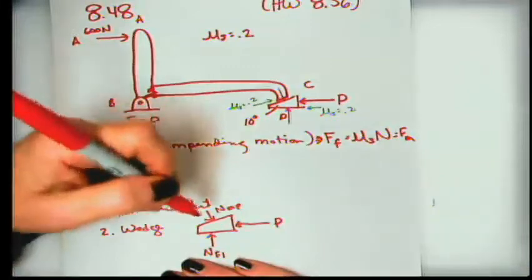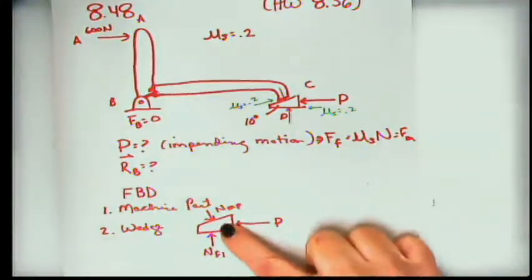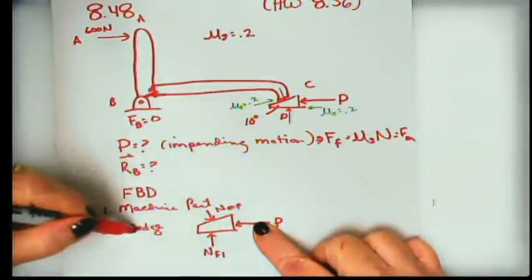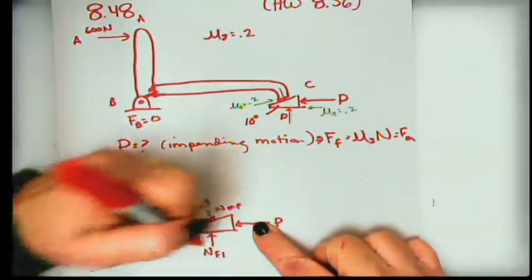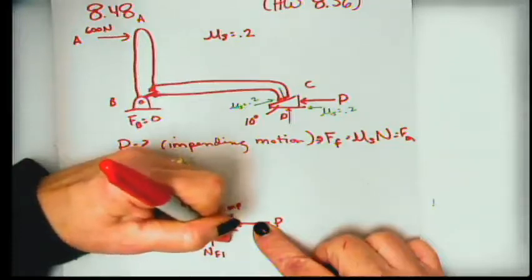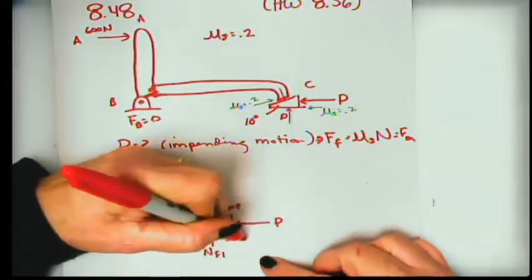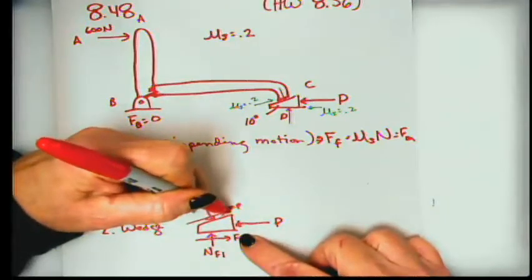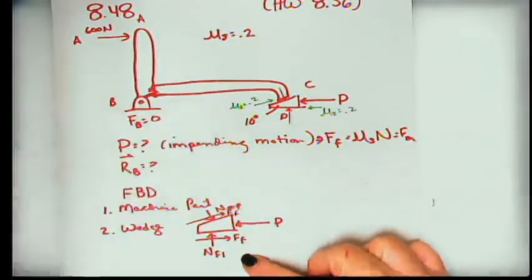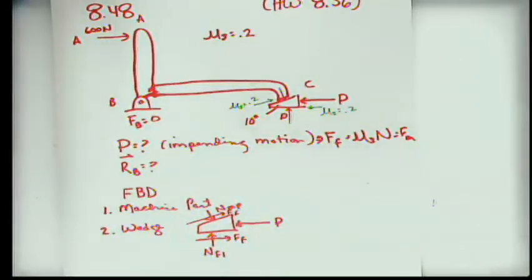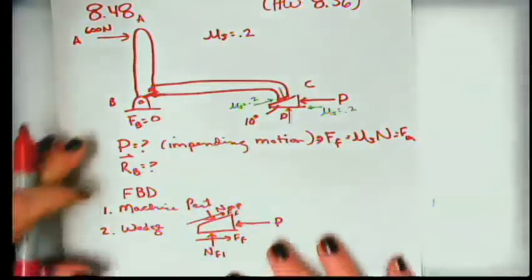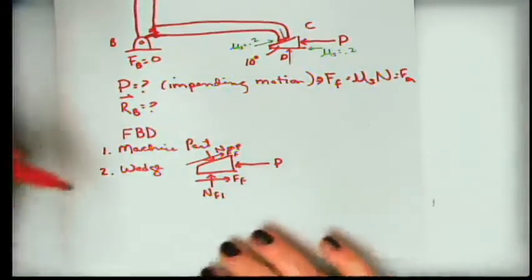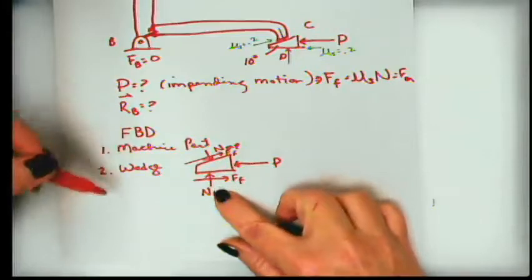The force of friction on both the top and the bottom of the wedge opposes motion. So if we're pushing it to the left, the frictional force is opposing it to the right, and the frictional force is opposing it to the right. So we have to overcome both of those frictions in order to make it move. All right, let's continue with what that means for us.